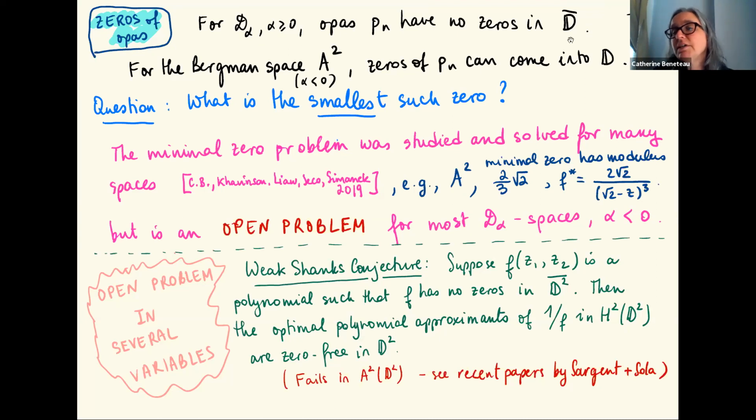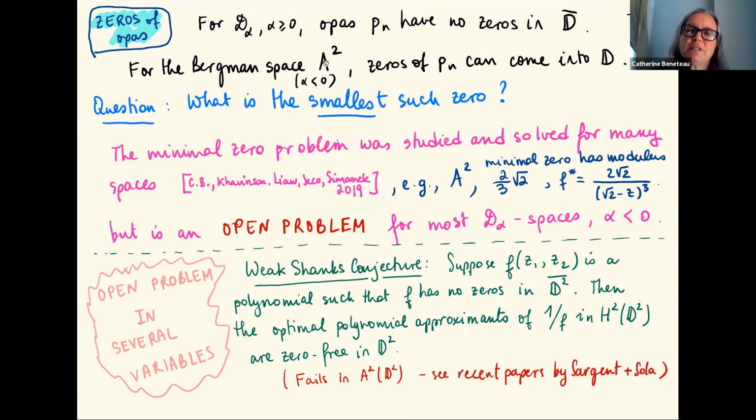It turns out that the zeros can get as close to the closed disk as possible. In fact, I didn't talk about it here today, but it turns out that the zeros of the optimal approximant are dense. Actually, they can approximate every point on the circle for the situation.